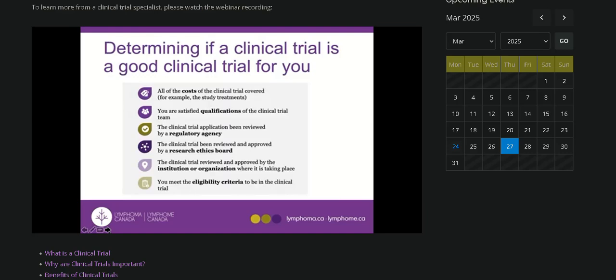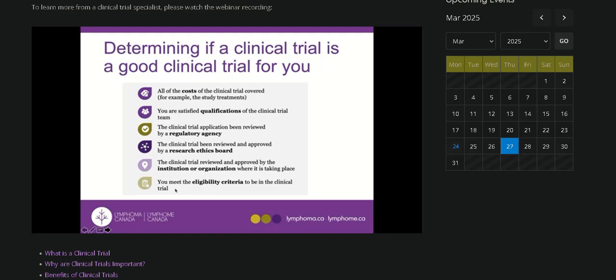So this, you'll notice, is really similar to the last slide. Only you can determine if a clinical trial is a good fit for you. And the first 5 questions or points are really the same as the last slide. The last point is that even if you determine that this seems like a credible trial and you're interested in it, you do need to meet what's called the eligibility criteria for the clinical trial. You can think of that as a set of criteria that you need to meet in order to be in the study.